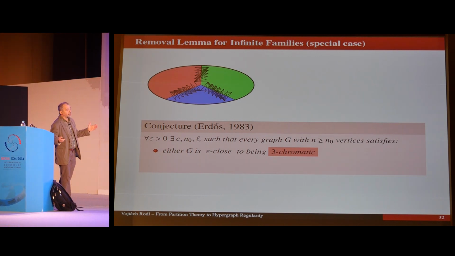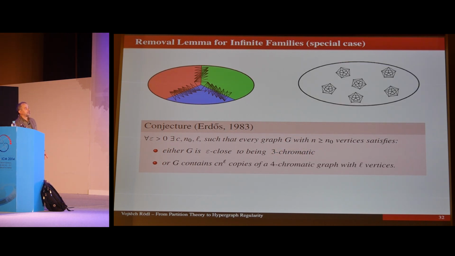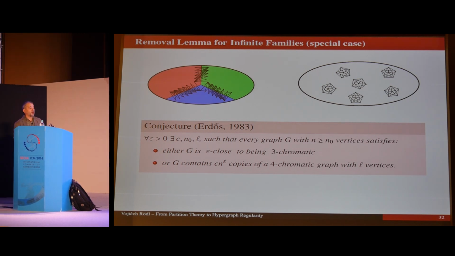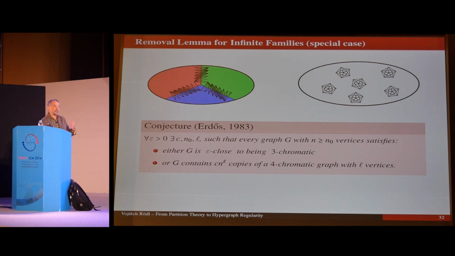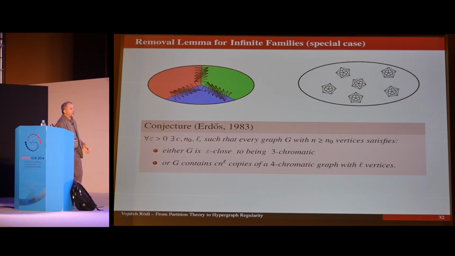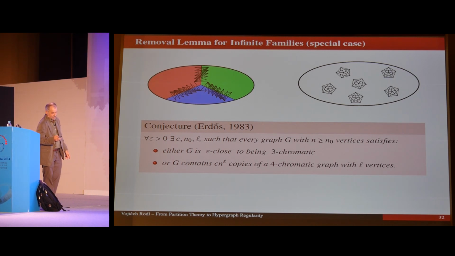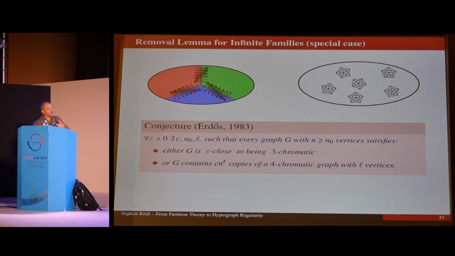So either this is true for any graph, and if this is not true, then G must contain many copies of some 4-chromatic graph, which is small. Why small? L depends just on epsilon, so it doesn't depend on the graph, doesn't depend on its number of vertices. So this was the Erdős question from 1983. Here it is, that graph, which is in fact not 3-chromatic, right? It's 4-chromatic.